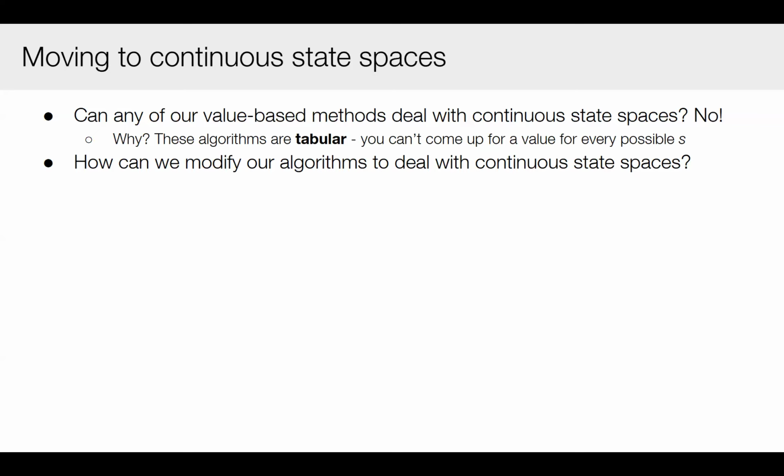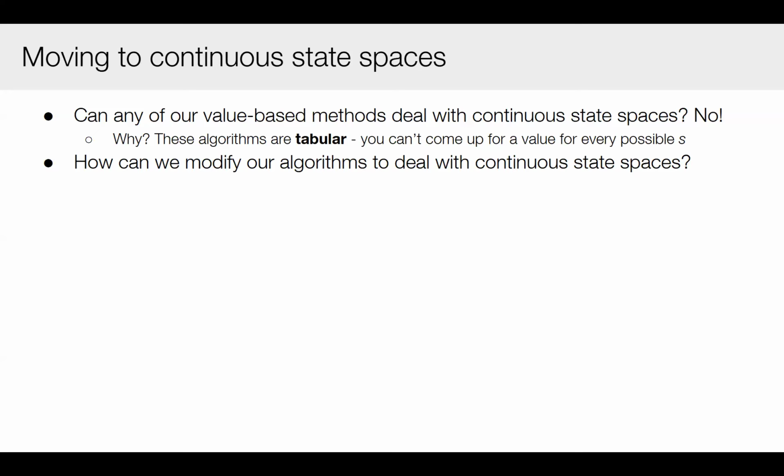Basically, where we left off last time was that all of our value-based methods like Q learning can't deal with continuous state spaces. Why? It's because it's a tabular algorithm. It involves storing a Q value for every possible state and action pair. If you can have infinitely many states, like if your state was represented by a decimal number, it's just not going to work, right? Because you can't assign storage for infinitely many things.